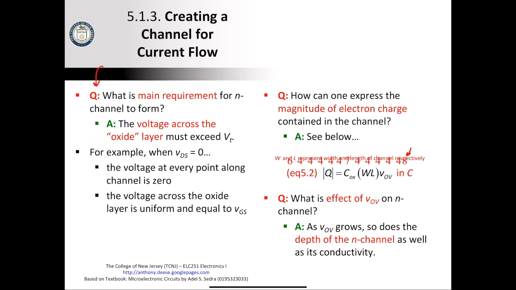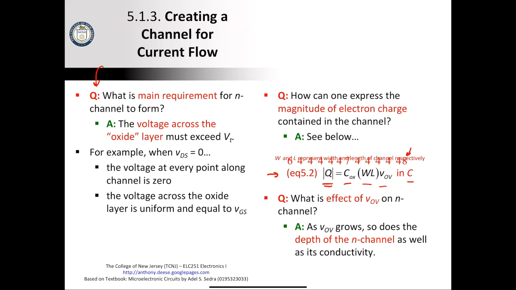Now, we want to start to put this in terms of a VI relationship. An intermediate step in doing that is to define the amount of charge that's stored in the inversion layer. So how can we express the magnitude of the electron charge contained within the channel, or within the inversion layer? That's done by equation 5.2. The magnitude of the charge is equal to the oxide capacitance times the width times the length of the channel times the overdrive voltage, and the result is in coulombs because we're talking about charge.